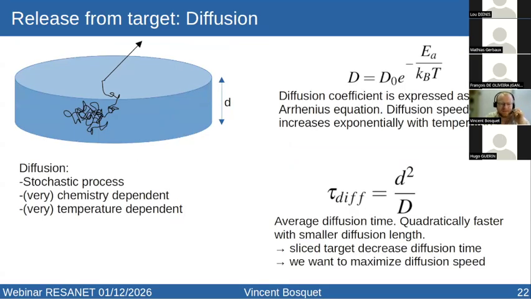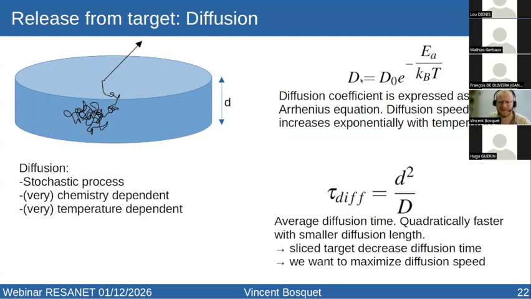Okay, let's go inside of one target. If you look here, you have a figure that shows an artistic view of the trajectory that radioactive atoms follow as they diffuse out of a target. This is a very stochastic process. So the radioactive atoms will randomly walk inside of the material, and at some point they will escape this target material, ending the diffusion process. This process is extremely chemistry dependent. The diffusion speed varies greatly from one element to another, and it is also very temperature dependent.